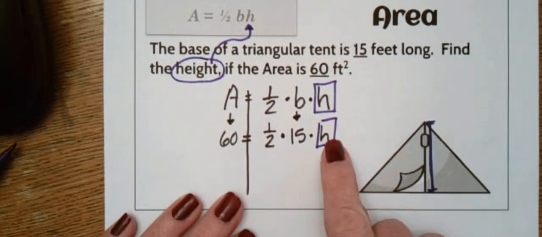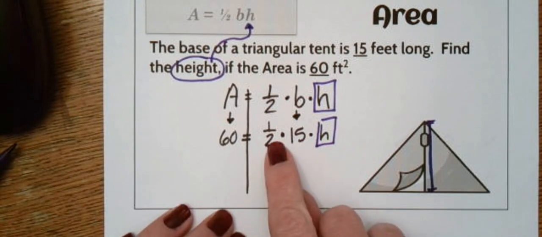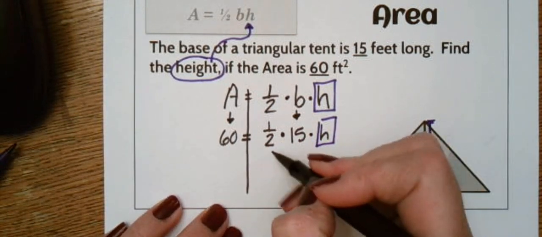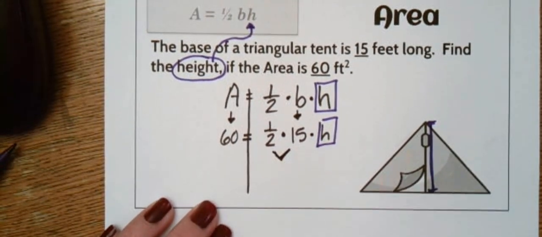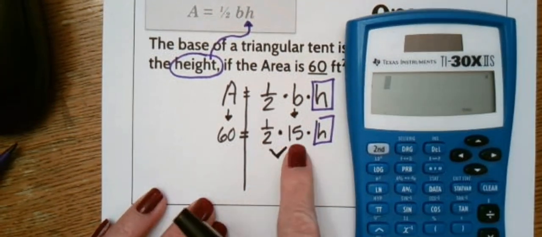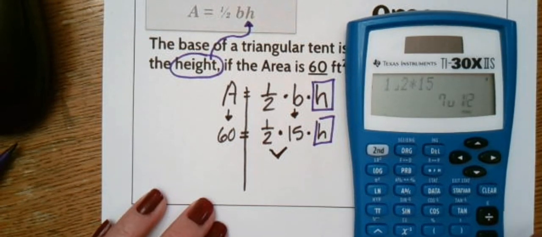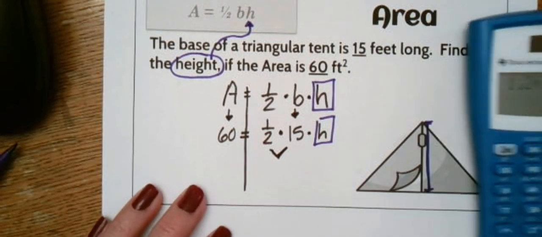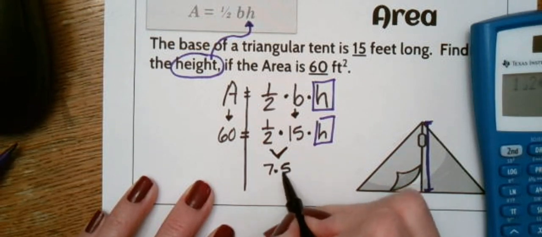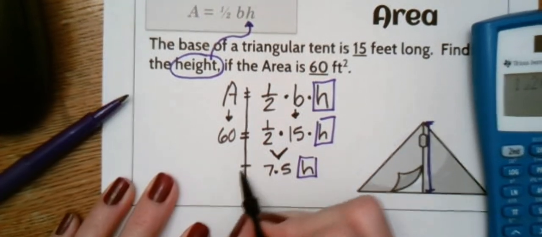Okay, now I want to get the h, the height by itself. Do you see how it's being multiplied to 15 and multiplied to half? Do you see how 1/2 times 15 could be simplified into a number? So you know that multiply means of. You could think what's half of 15, or you could just use a calculator and multiply. Well, half of 15 is 7.5. So I'm going to actually write this as a decimal, 7.5 times h. And then that equals 60.